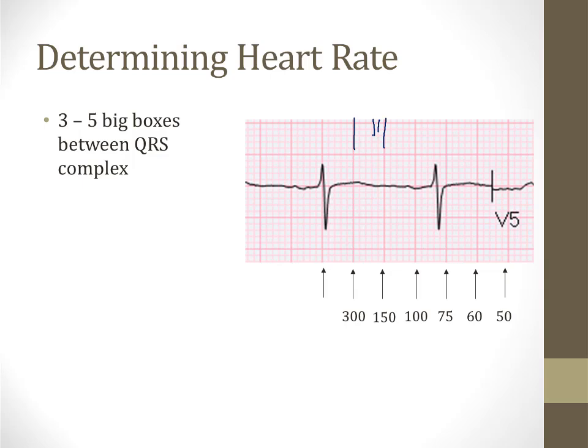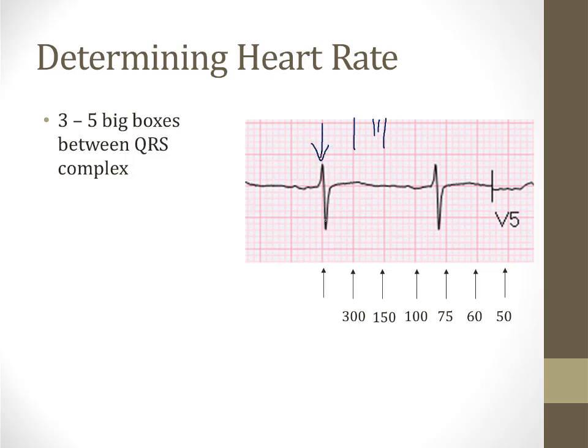So if you want, you can count up how many milliseconds pass between two QRS complexes and do the math and calculate the heart rate. However, no one really does it that way. The way it's done is by using a quick method, which involves figuring out how many big boxes pass between two QRS complexes. So to do this, you need to identify a QRS complex that falls on a solid line, like this one right here.